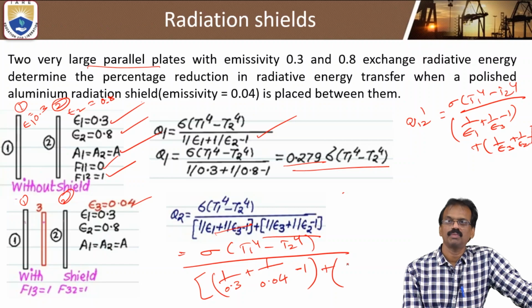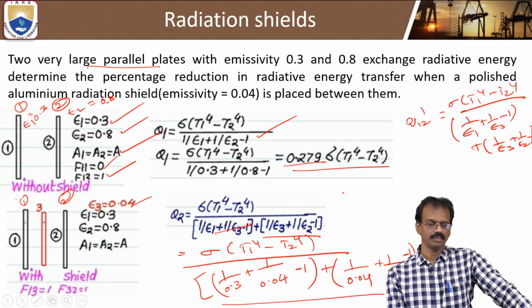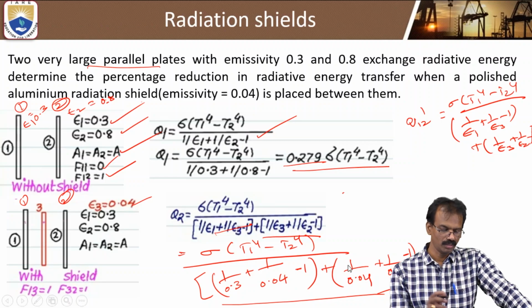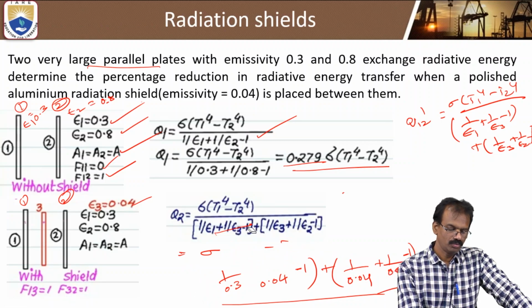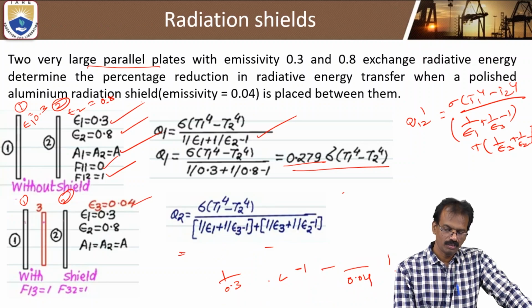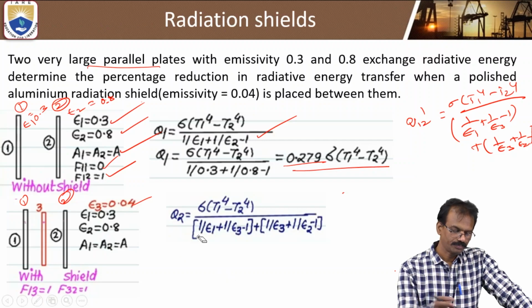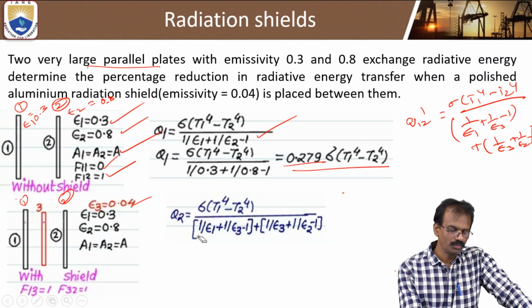So plus 1 by epsilon 3, 1 by 0.04 plus 1 by epsilon 2 is equal to 0.8 minus 1. If you substitute and calculate these values, then we will get the final value. So the final value is given here. Just observe Q12 or 2.